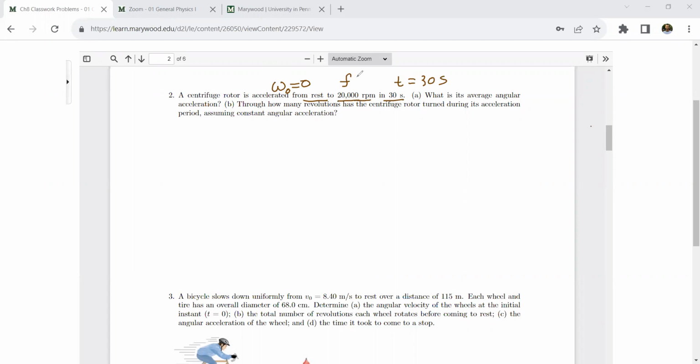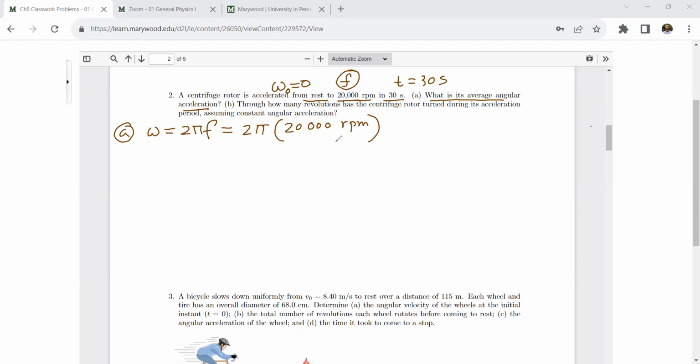From frequency you can determine the angular velocity. Then we have to calculate the average angular acceleration. All right, so first let's calculate this and then move on to the second one. First we need to calculate omega. So omega equal to 2 pi f. One of the mathematical definitions we derived was this. So 2 pi, and f is 20,000 RPM.